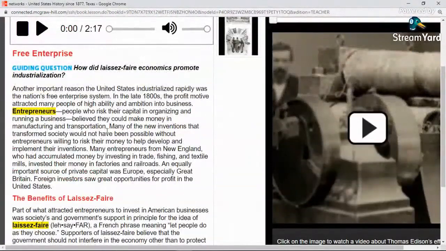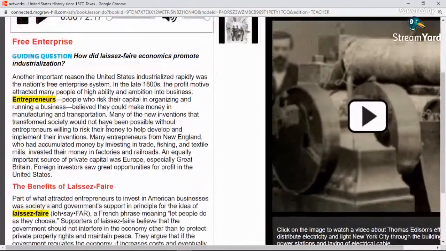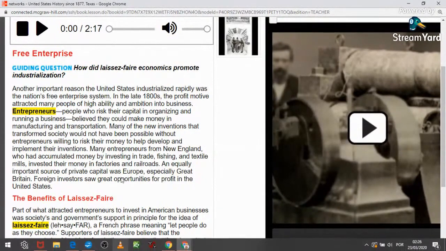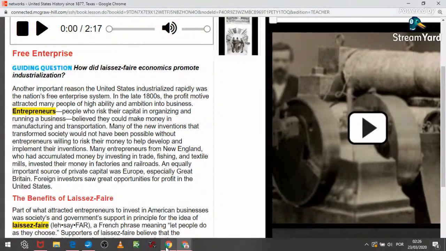So let's continue. Now, here is an important word for you guys, laissez-faire. We're going to get into that in a second. What is laissez-faire? But before we get into laissez-faire, we need to understand the American economic system. It's a free enterprise system. So a free enterprise system is where entrepreneurs are people who risk their capital in organizing and running a business, believe they could make money in manufacturing and transportation.